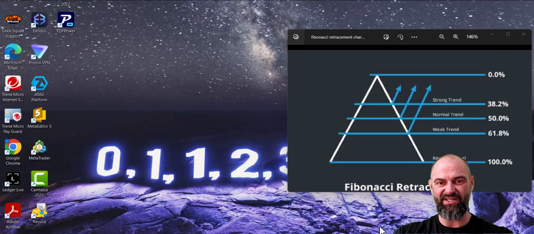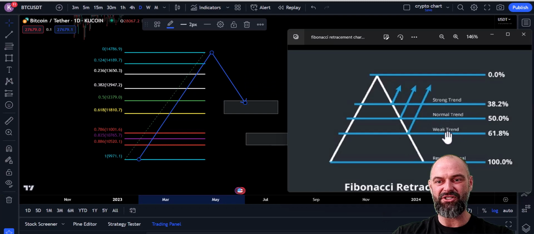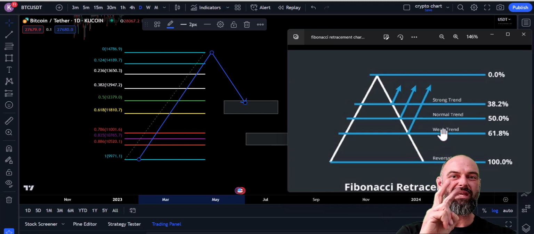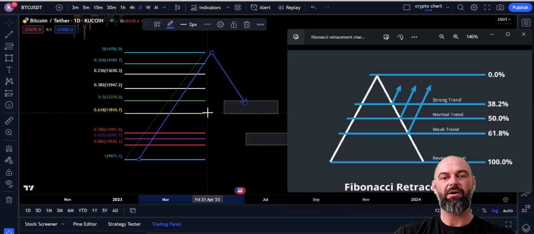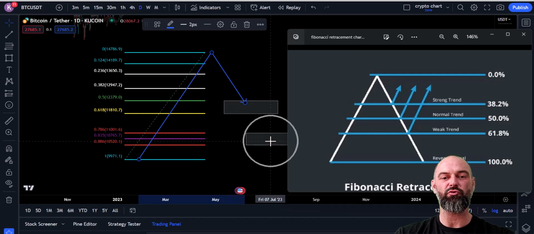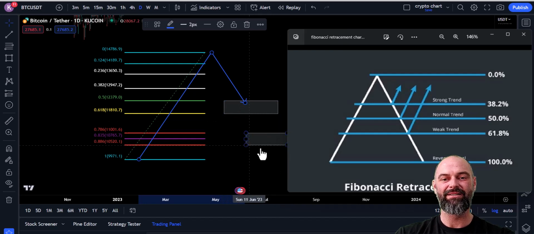Okay. 618 is the golden ratio. It is a weak trend. Usually when it hits that 618, I won't say usually, but if it closes below that 618, it is a great indicator that the 786, 886 is going to pop.